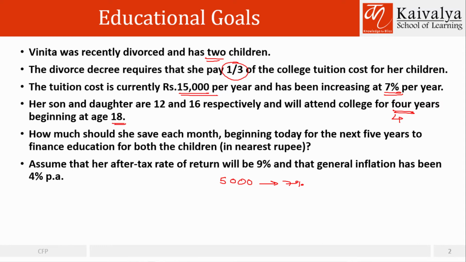beginning at age 18. Now I would highlight we have got different cultures here to understand the age, but as far as our examination is concerned, age means completed age. So it has been suggested that at the beginning of 18 years means son or daughter has completed 18 years and immediately they are going to college. How much should she save each month beginning today for the next 5 years to finance education for both the children in nearest rupee? Assume that her post-tax rate of return is 9% and the general inflation is 4%.